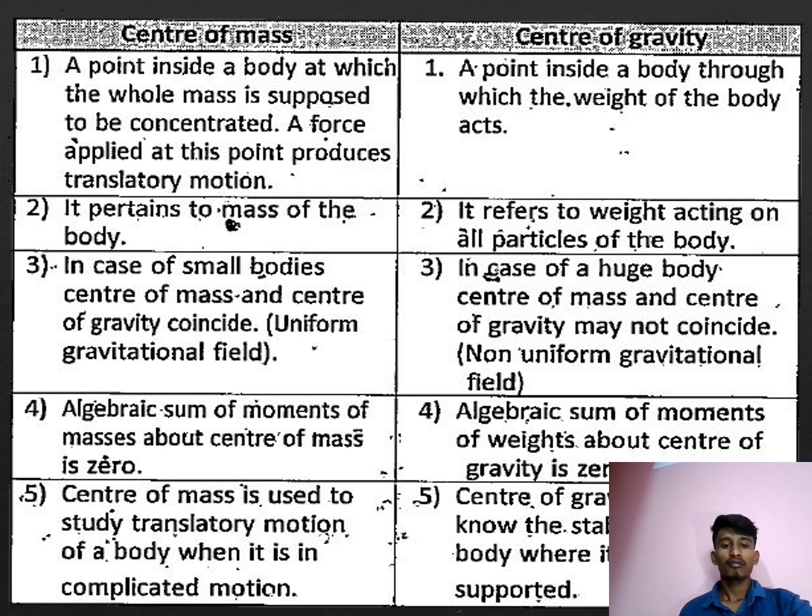In case of small bodies, the center of mass and center of gravity coincide in a uniform gravitational field. In case of a huge body, the center of mass and center of gravity may not coincide in a non-uniform gravitational field. The algebraic sum of moments of masses about the center of mass is zero. The algebraic sum of moments of weights about the center of gravity is zero.